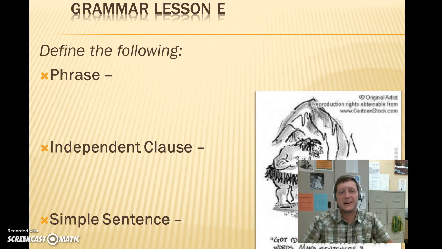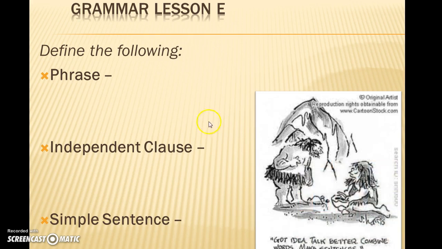But seriously, let's get into Grammar Lesson E. We're going to start with phrases today. So a phrase is just a simple word grouping, right? A simple word grouping. Don't get confused by a phrase. It's not a complicated word. It's just a simple word grouping.